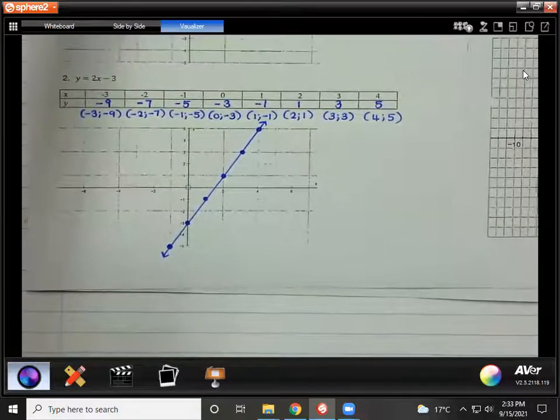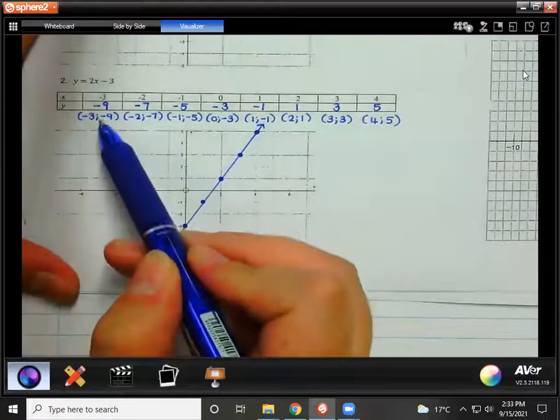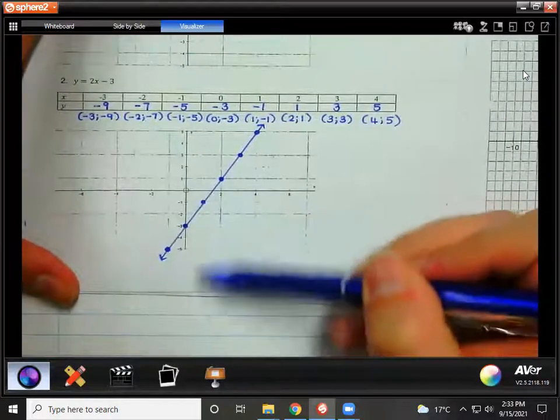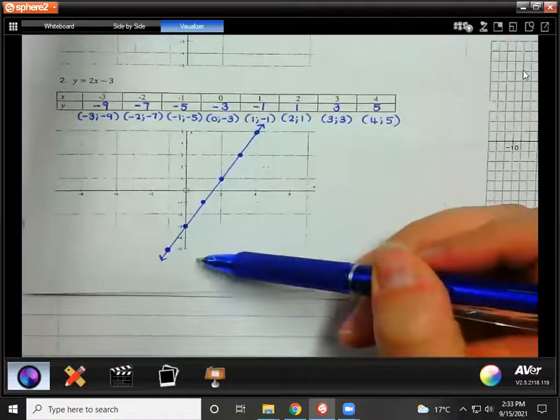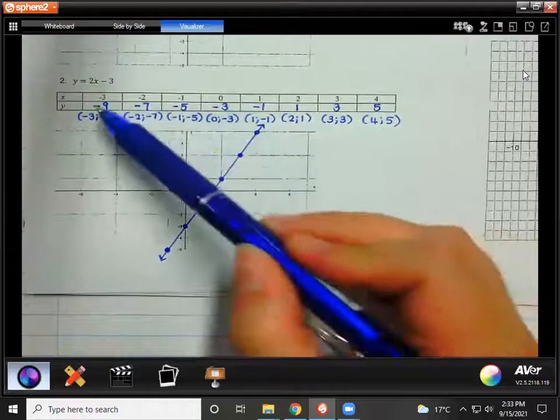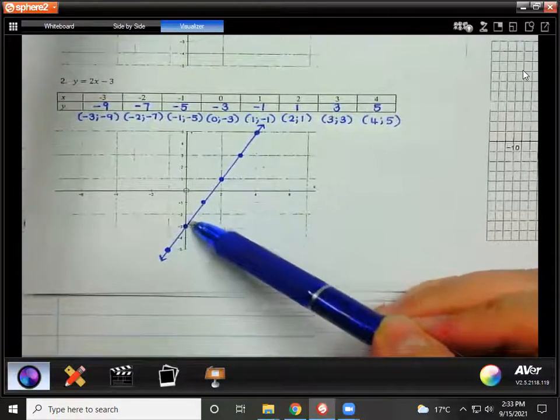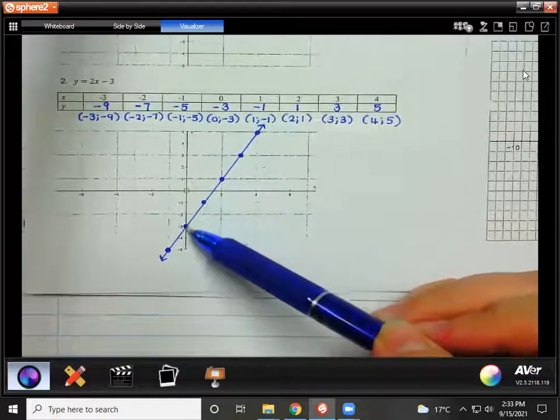So the first and second ones didn't fit on the graph because we had -9 and -7, and our y-axis only went to -5. The fourth one, 1, 2, 3, 4, this one, it's over there. So 0 on the x-axis and -3 on the y.